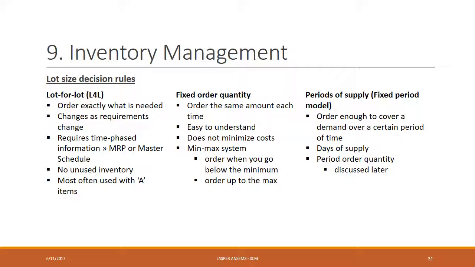So next up is the inventory management. You have three kinds of inventory management. You have the lot for lot, and this orders exactly what is needed. You have the fixed order quantity, order the same amount each time, and you have the periods of supply, so order enough to cover the demand over a certain period of time.